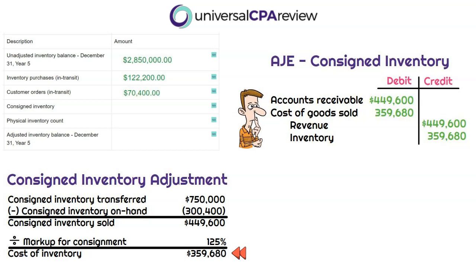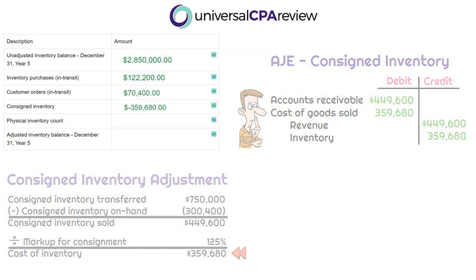Now, what's the impact to inventory? Well, because we're crediting inventory, inventory is going to be reduced, so it's going to be a negative $359,680 in our roll forward for the simulation, right? So that's what we would enter.